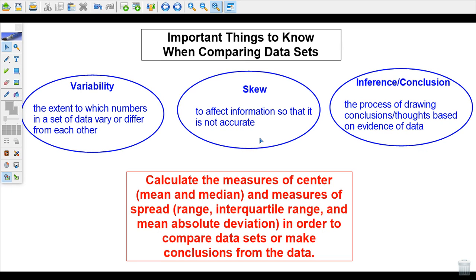I also want to make it clear that you need to calculate the measures of center, the mean and the median, and measures of spread, range, interquartile range, mean absolute deviation, in order to compare data sets or in order to make conclusions. So before we can make conclusions, we have to actually calculate all those measures of center and measures of spread. So we've previously talked about how to do those calculations. I'm going to assume that we can do that. Please let me know if you have questions about those calculations. You will have to do that in order to compare or make conclusions on data.